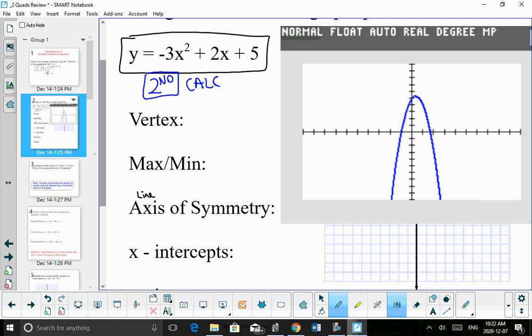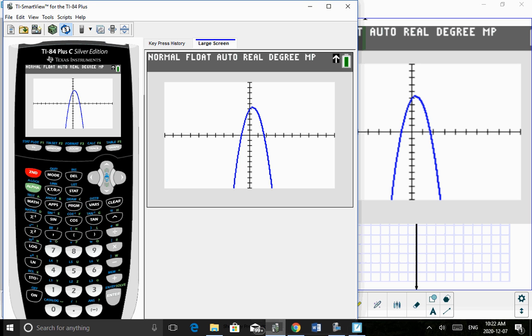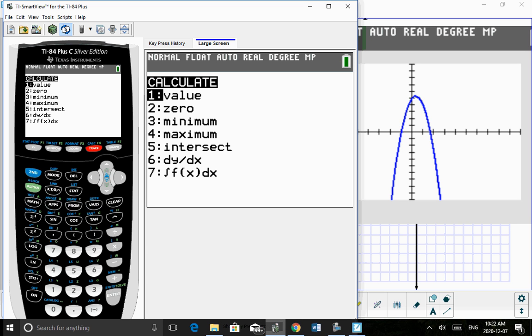So pretty much everything that we use in this unit is under our trace menu. The way we get to trace is by going second calc. So second calc is this menu right here. Number 1, value, that one was used specifically to find a y-intercept. Number 2, zero, that one was used to find x-intercepts. 3 and 4 we used to find the vertex. And then we didn't use 5, 6, or 7 really too much in this unit.